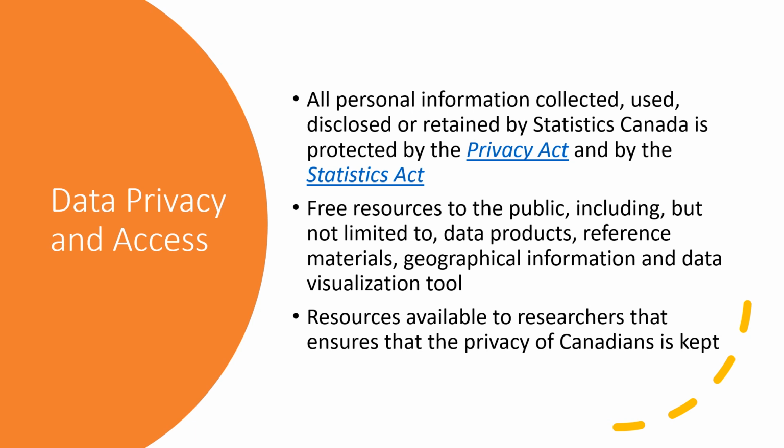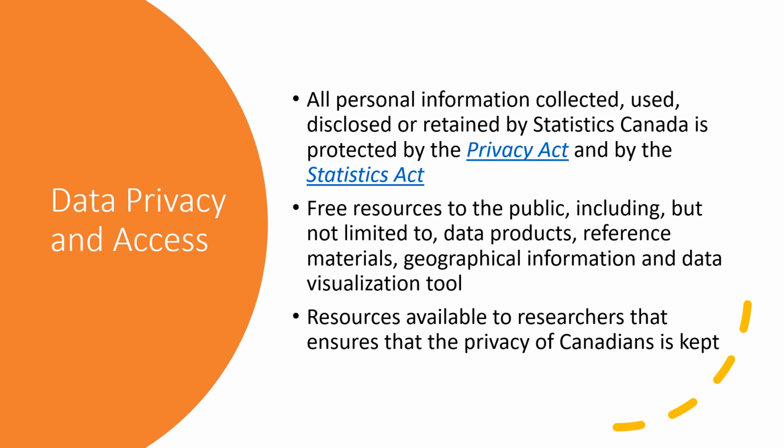After the government takes the data and aggregates it together, they distribute out these aggregations as free resources to the public. This information is made available in a variety of formats, including data products like what we're going to interact with today, and reference materials that provide information to help you use the data set. And then there are also geographic information or data visualization tools. In addition, there is also a second level of more private resources that are made available to researchers.